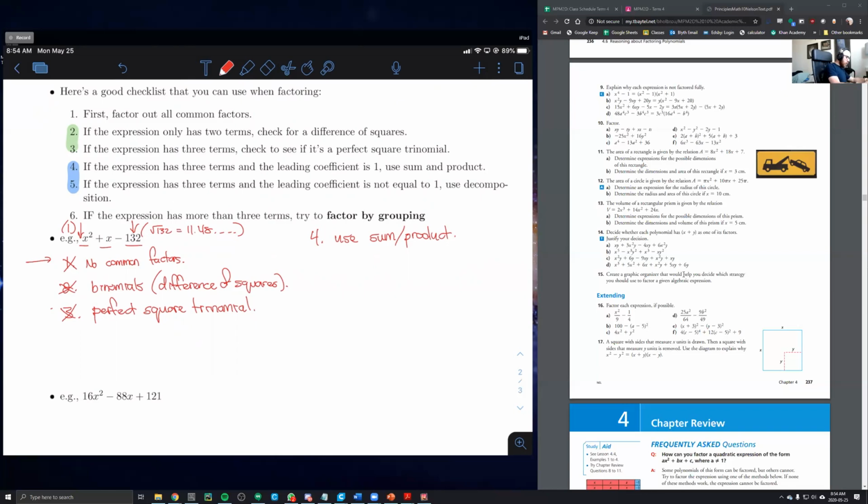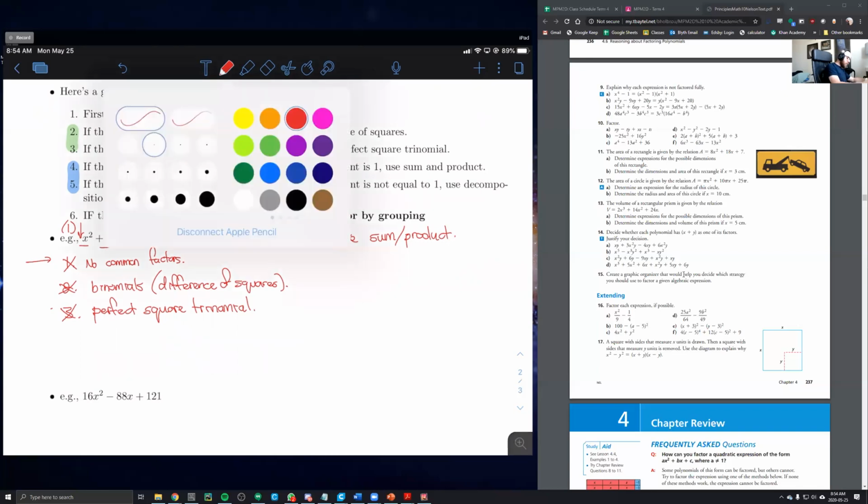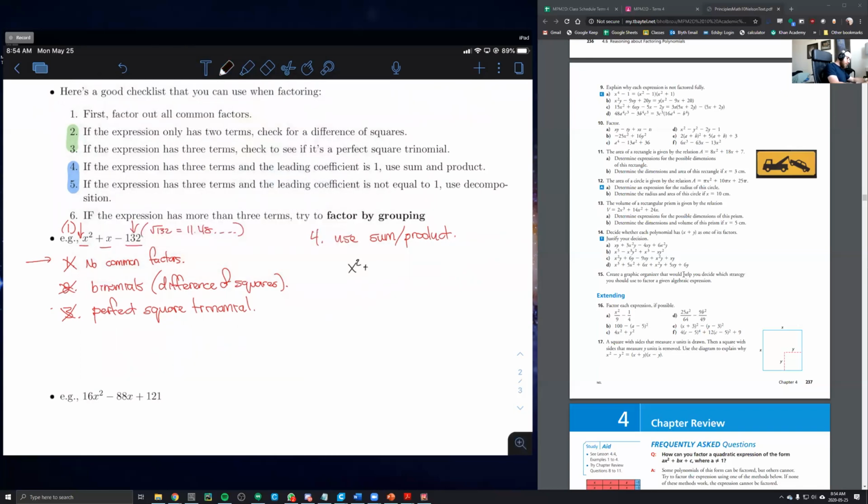Okay. So let's do sum and product here. We have x squared plus x minus 132. We need to multiply to negative 132, and we need to add to positive 1. Okay, so factors of 132. 12 and 11, I think, works. Yeah, 12 and negative 11, right? Because we have to add up to positive 1.